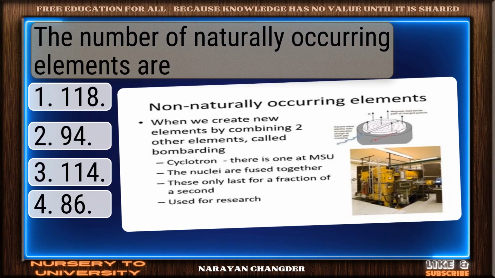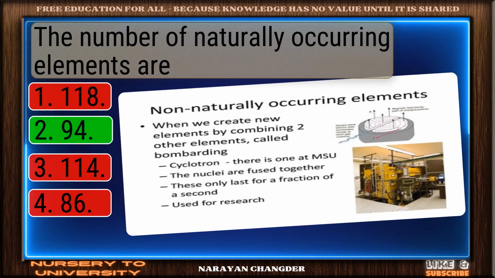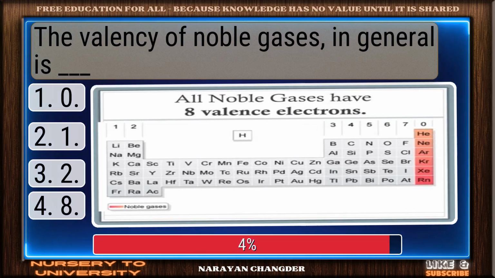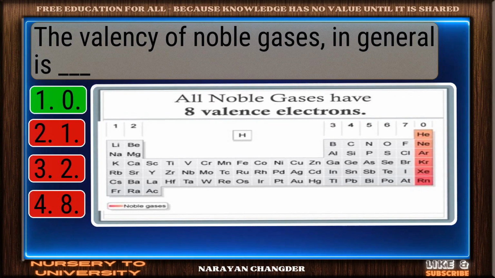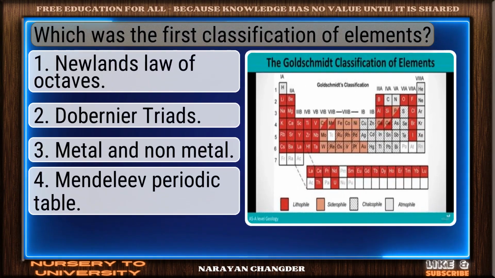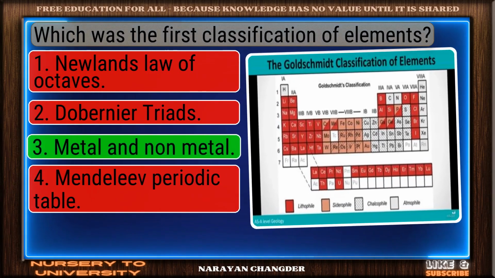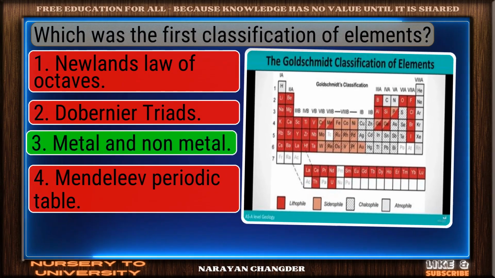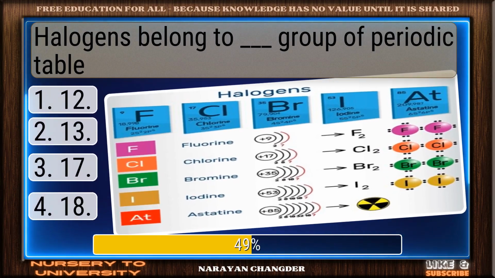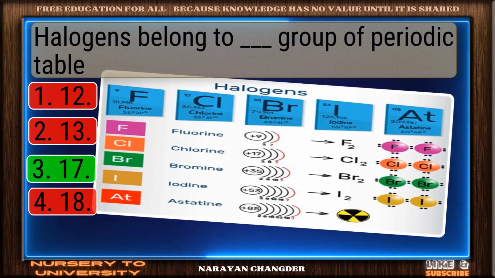The number of naturally occurring elements are... Good, 94 works well. The valency of noble gases, in general, is dash. Right again. Zero is valid. Which was the first classification of elements? You're right. Metal and non-metal is correct. Halogens belong to dash group of periodic table. Sharp thinking. 17 is right.